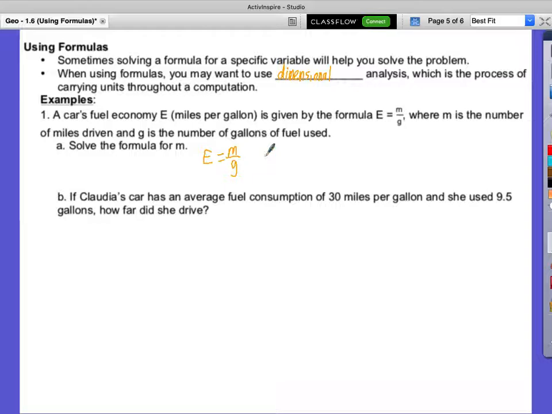So if we're solving for M, what's happening with M? Divided. How do we undo division? Multiplication. What are we going to multiply by? G. Now if we multiply the right side by G, what do we do to the left side? Multiply by G, okay? So we have G times E is equal to just M. And now we have that solved for M. Now we're going to see this be handy for us in letter B.